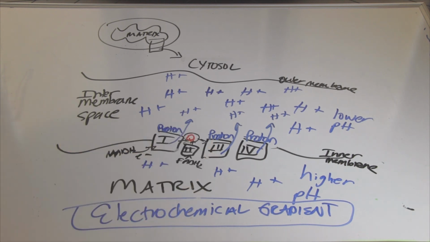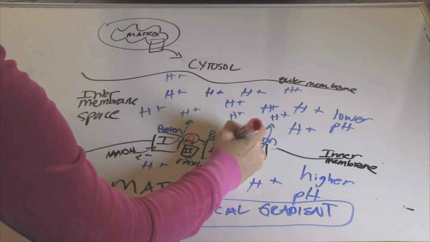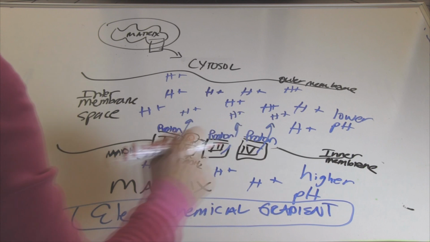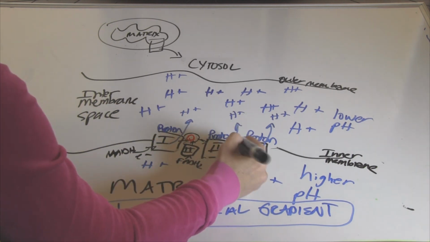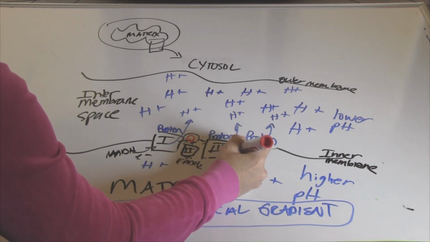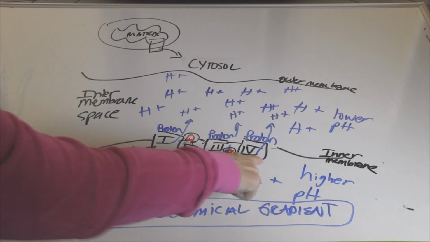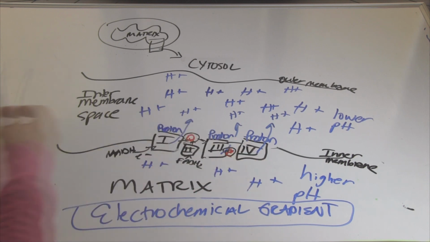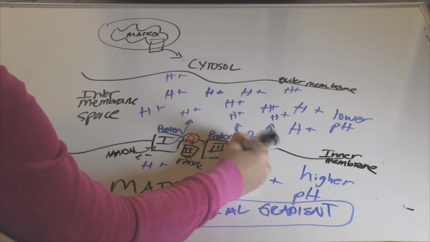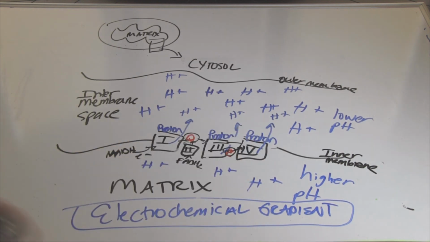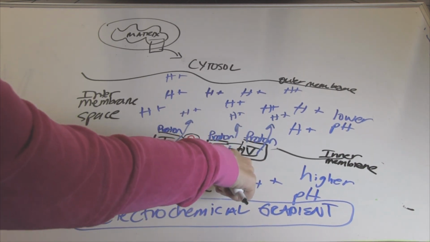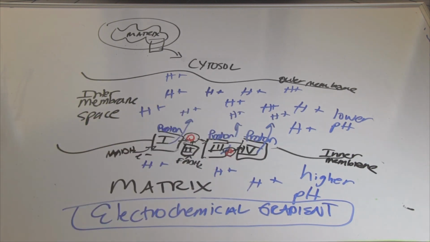From here, we go to complex 3. We have another mobile carrier, which is actually going to be better drawn here. And this is cytochrome C. So this is another mobile carrier. And then we go to proton pump 4. And from here, we're going to produce water. Okay, we'll discuss the details on that.